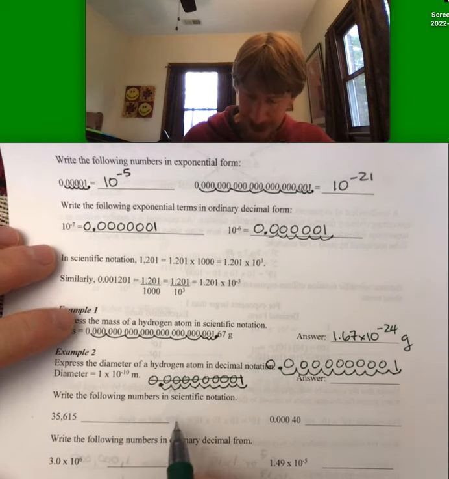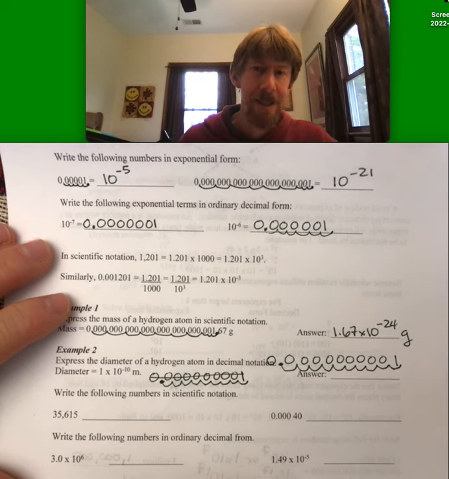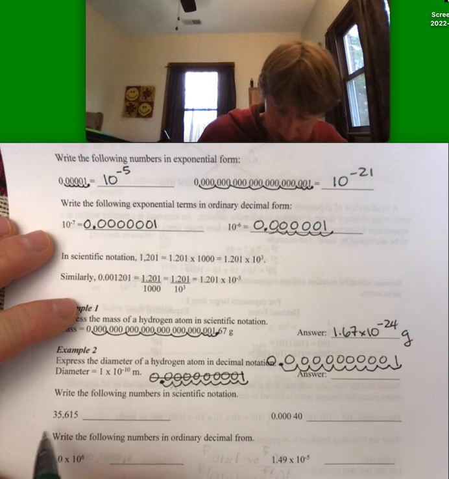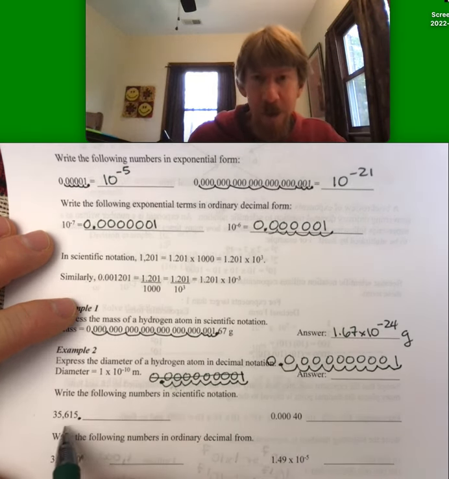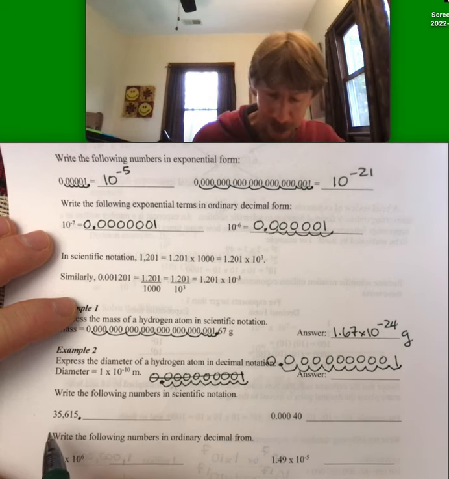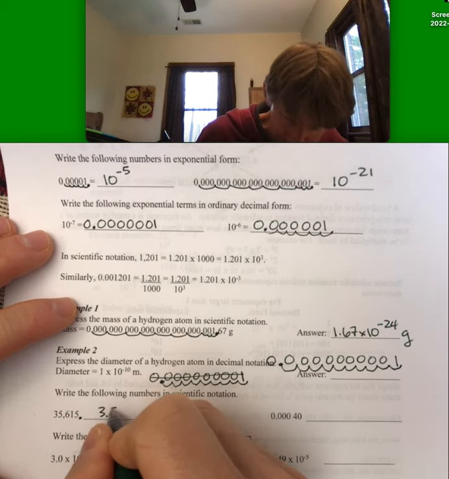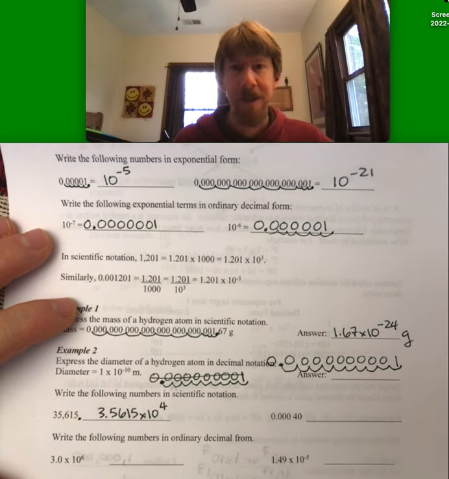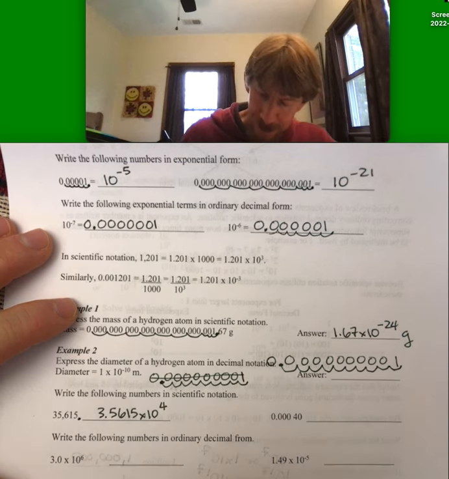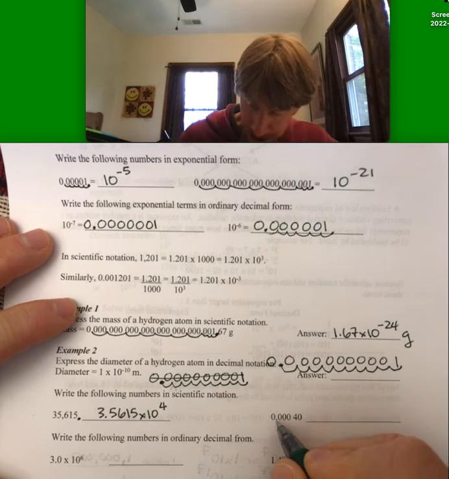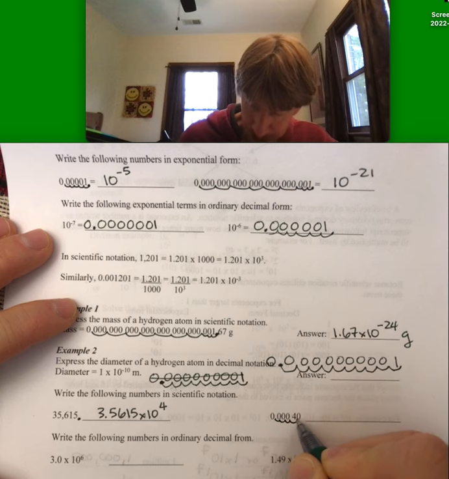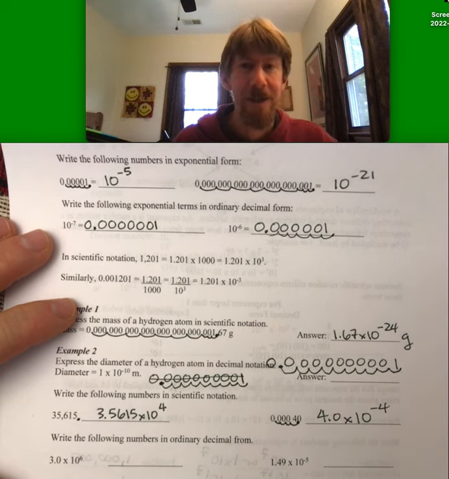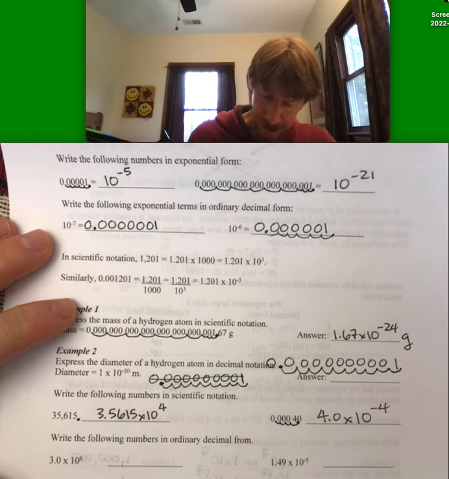Write the following numbers in scientific notation and always write all the digits you're given for these. So this is going to be, well, my decimal point's right there. I'm going to have to move it 4 places for a big number. So this is going to be 3.5615 times 10 to the plus 4, because it's a big number. Here we've got the decimal point 1, 2, 3, 4 different places, 4.0. It's a small number, so it's got to have a negative exponent.